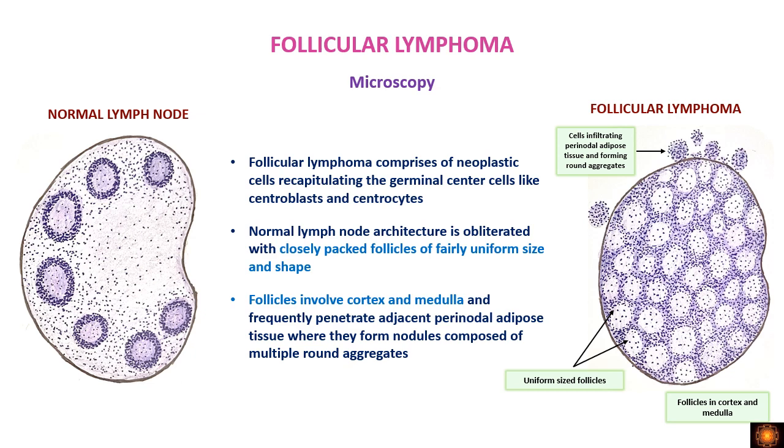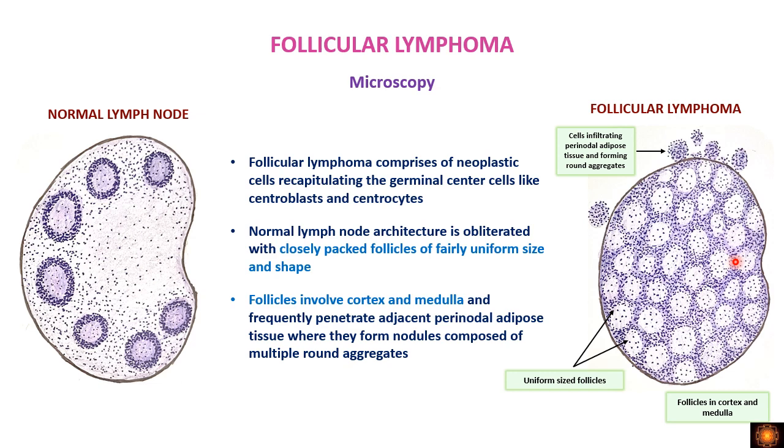Microscopically, we can see the differences between a normal reactive lymph node and the lymphoma. To differentiate, in a normal reactive lymph node the follicles are present only in the cortex and they are of varying sizes. Some may be small and some are large. Whereas in follicular lymphoma, the follicles involve the entire lymph node. There is no differentiation between the cortex and the medulla. Instead, the follicles are spread all over the cortex and the medulla. And you can see the follicles are all of similar size.